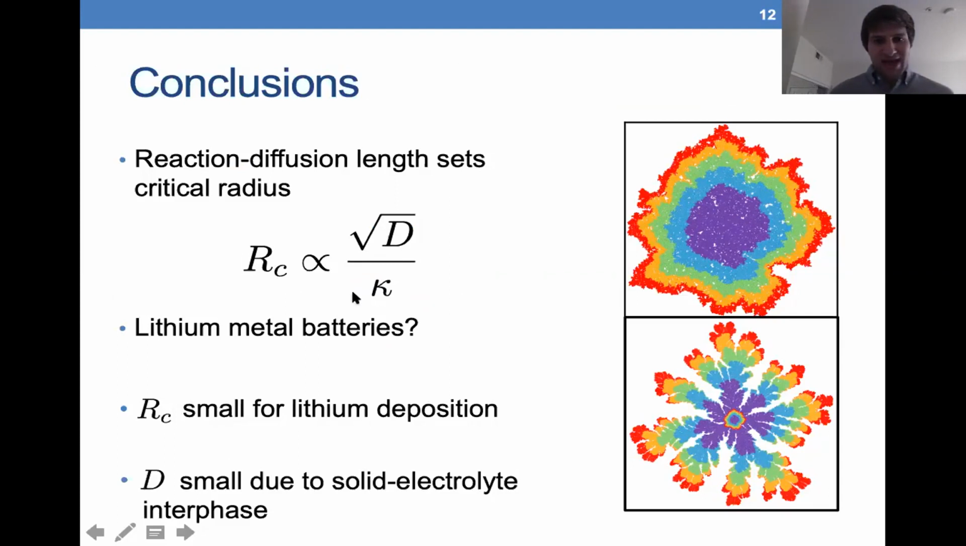It turns out kappa is a fixed thing that's set by the electrochemistry itself. So we don't expect that to vary much from material to material. But the diffusion constant might vary a lot, because lithium is so reactive that it forms a solid coating on its surface when it comes into contact with the electrolyte. That solid coating is called the solid electrolyte interphase. And that solid coating may have a poor diffusivity for lithium ions, and that may lead to dendrite formation. So that's all I have.